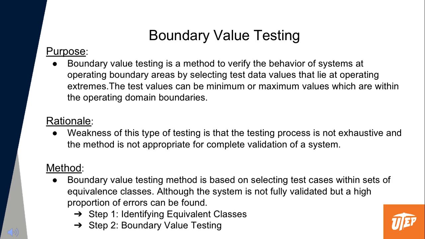In other words, an equivalence class represents a set of valid or invalid states for input conditions. Customarily, we can identify either 2 or 3 equivalence classes. A. If an input condition specifies a range of values, then 1 valid and 2 invalid equivalence classes will be defined. For example, a month and a year.